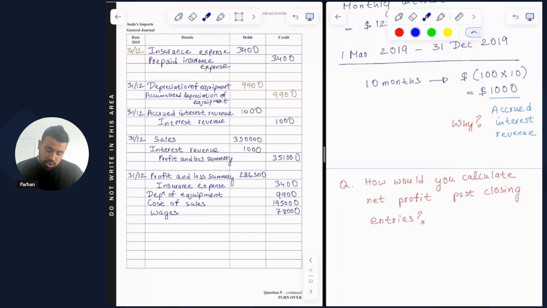So let's start with the insurance expense. So this is $3,400, which is what we derived at the beginning. Then we have depreciation of equipment.